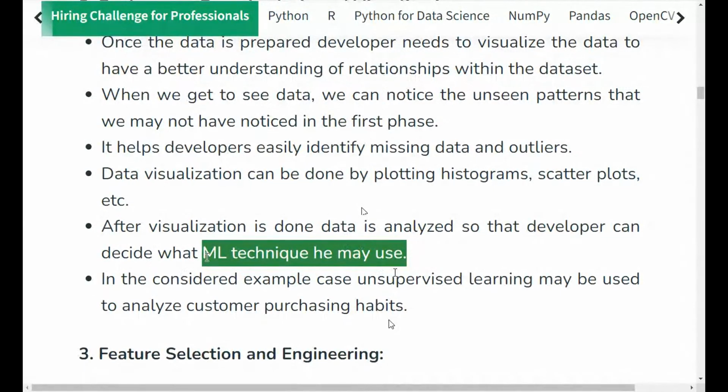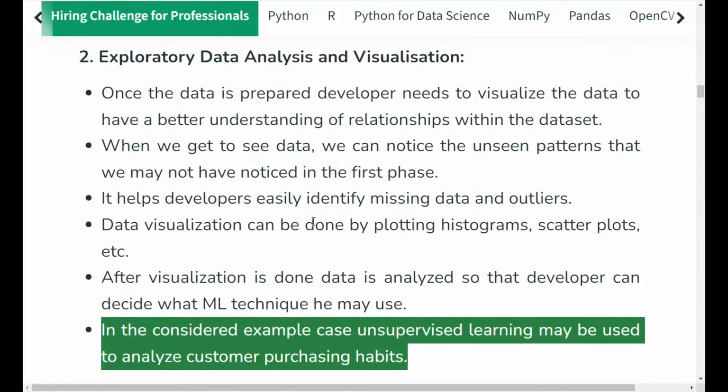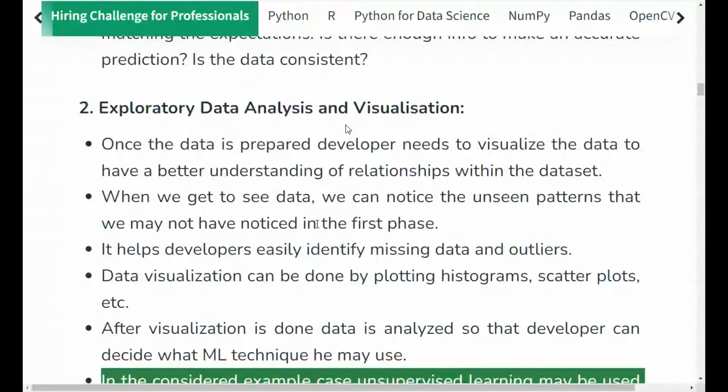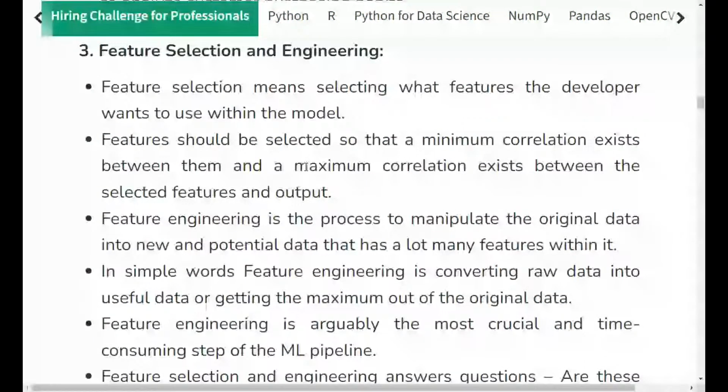In the concept example, unsupervised learning may be used to analyze customer purchasing habits. If you are looking at customer purchasing habits, then it is unsupervised learning. You don't have labeled data, so you're just analyzing based on the purchasing that is happening. That will be the exploratory data analysis and visualization phase in the machine learning model design. Yesterday in the game, data was not there, and by playing the game it was able to play 100 games in 1 day, or say 10 minutes, and the data was generated for 100 games.